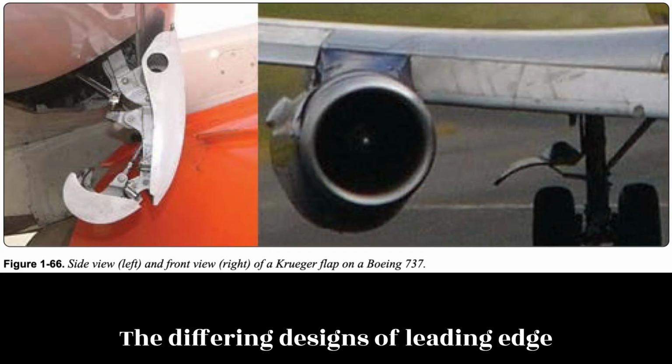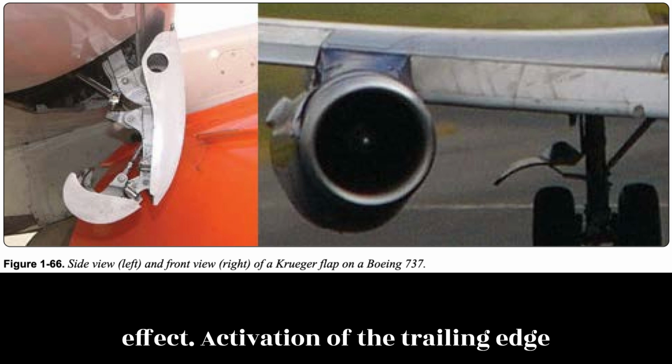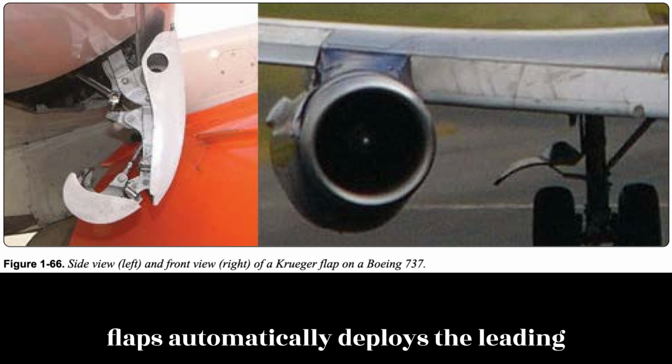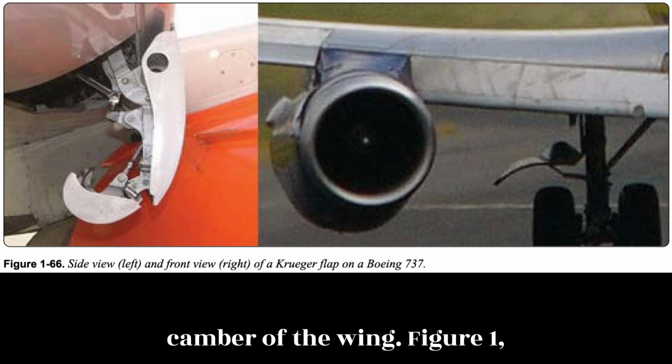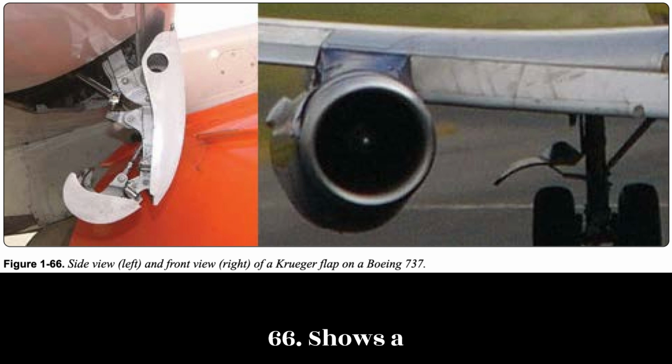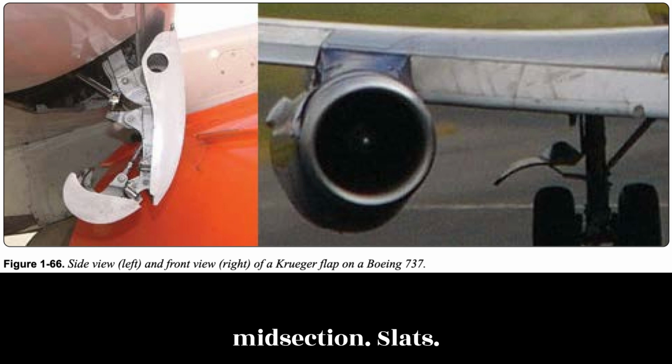The differing designs of leading edge flaps essentially provide the same effect. Activation of the trailing edge flaps automatically deploys the leading edge flaps, which are driven out of the leading edge and downward, extending the camber of the wing. Figure 1-66 shows a Kruger flap, recognizable by its flat midsection.